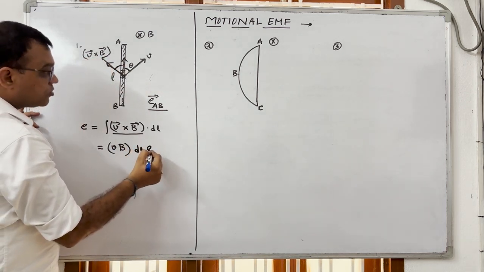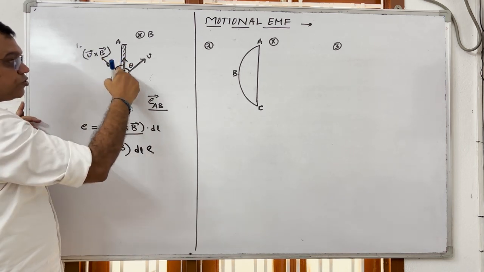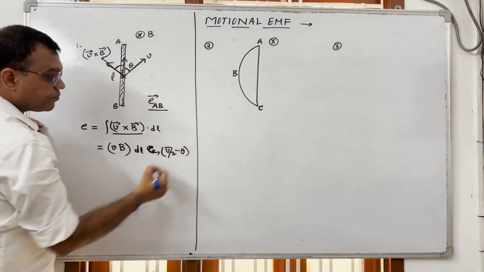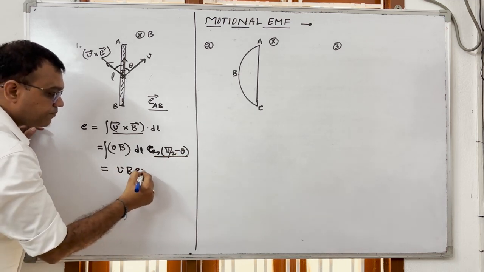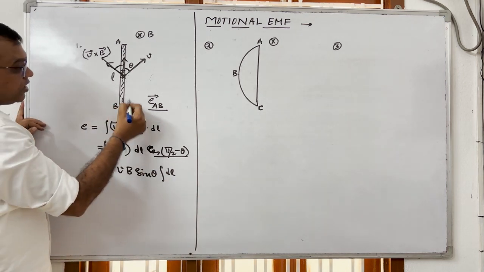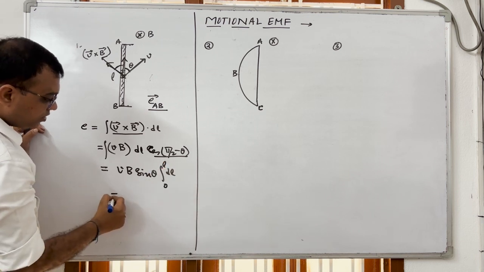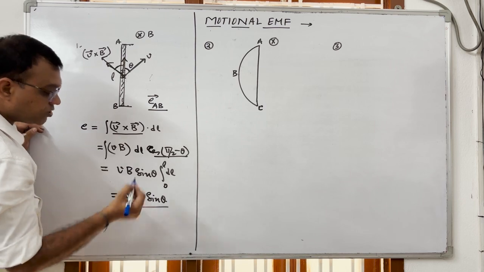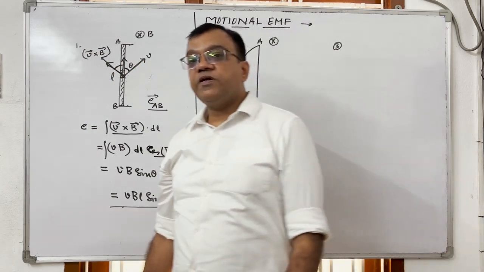So V cross B dot dL gives VB cos of pi by 2 minus theta, which becomes VB sin theta integral dL. And this dL has to be integrated from here to here, so from 0 to L, and we will have VBL sin theta. So the EMF developed across A and B will be VBL sin theta.